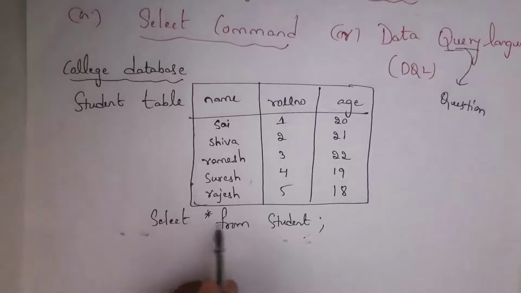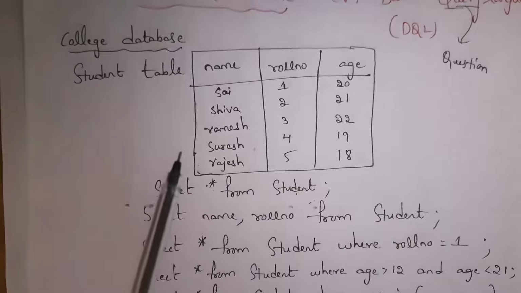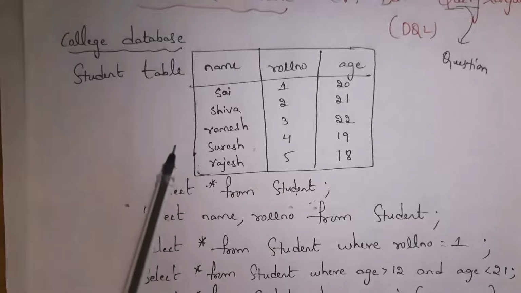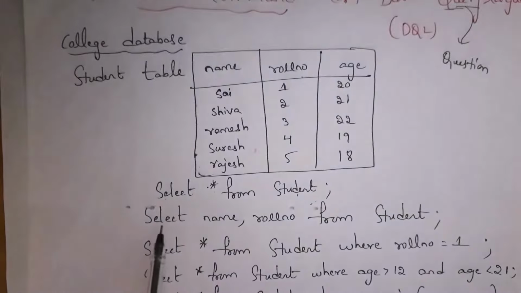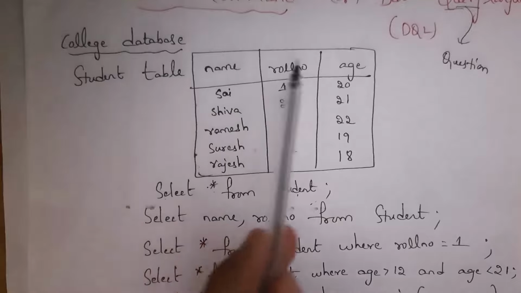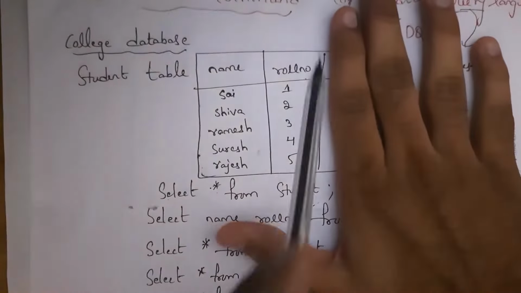Whenever you write select star from student, this is my output. Star means complete columns, but I don't want the complete table. I just want only the name column and roll number column as output. So whenever you write here select name comma roll number from student, it will display only data which is present in the name column and roll number column. So it will display only these 2 columns as output.